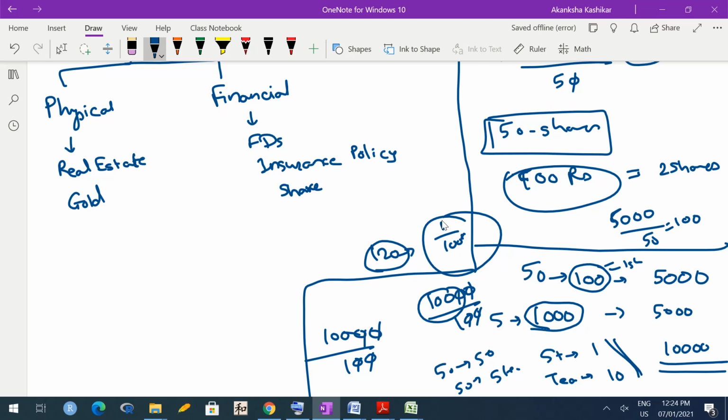Okay, in fact initially it used to be a piece of paper which states that you have paid this much, so you own this much part of the company. However, nowadays everything is online, it's demat, so dematerialized. So you may not even get a piece of paper, you just get a certificate which may be a digital certificate stating that you own a part of this company and what part.